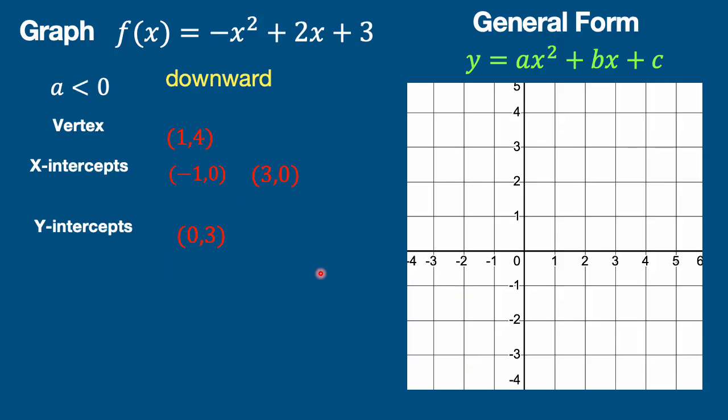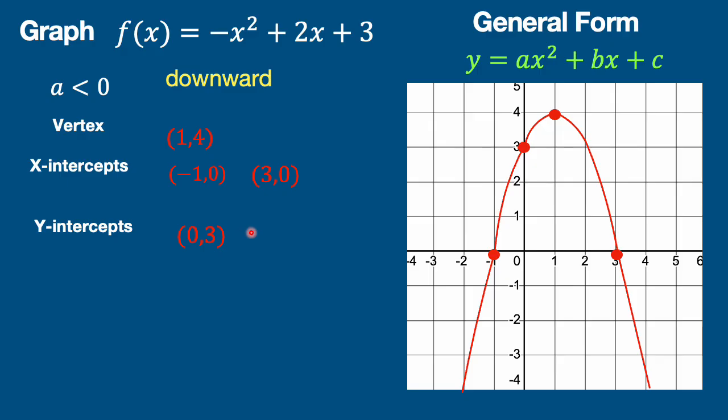Let's sketch this function, guys. We found all the information to sketch the graph. Leading coefficient negative, so it opens downward. Vertex (1, 4), right? X-intercepts (negative 1, 0) and (3, 0). Y-intercept (0, 3). So connect these dots, then you're going to sketch the graph.